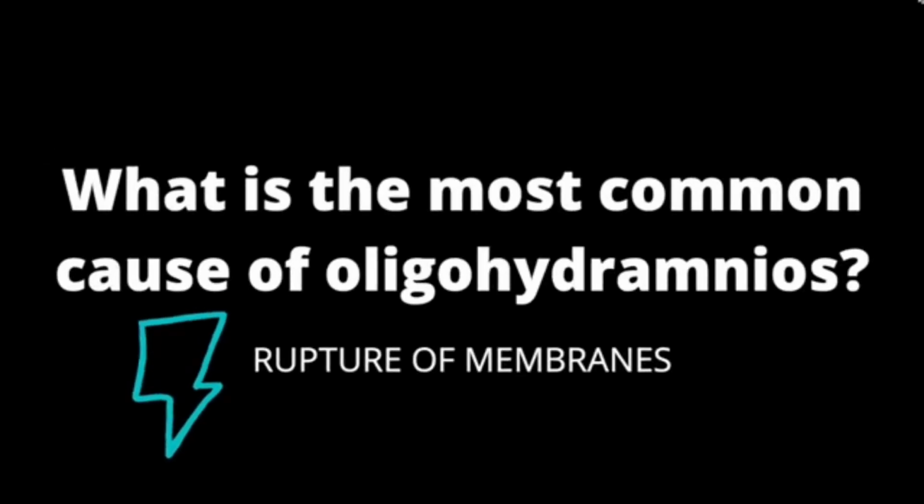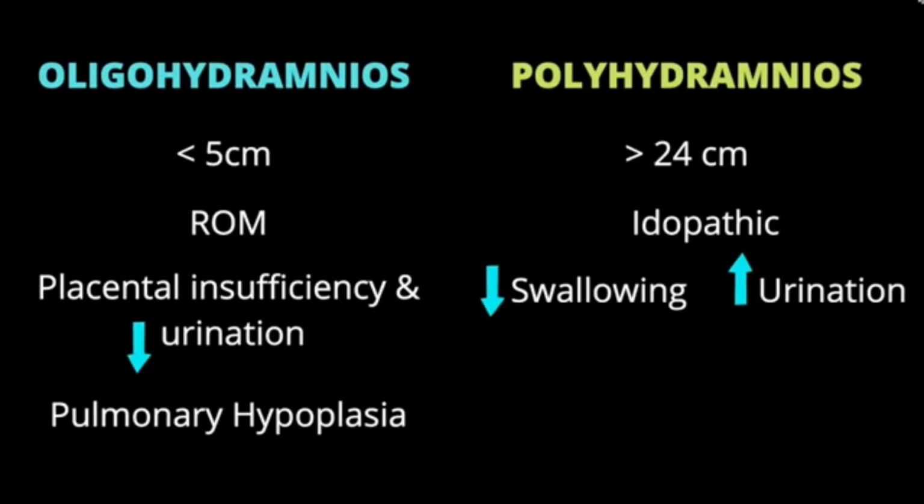So in summary, oligohydramnios and polyhydramnios are both states where there is an abnormal amount of amniotic fluid. Using the amniotic fluid index, oligohydramnios is where there is less than 5 centimeters of amniotic fluid, while polyhydramnios is where there is more than 24 centimeters of amniotic fluid. The most common cause of oligohydramnios is rupture of membranes, while in polyhydramnios the most common cause is idiopathic.